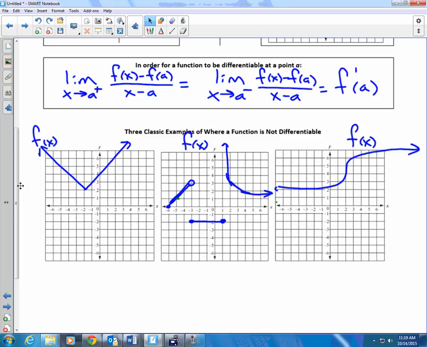If you think about a cubic function or a quadratic, something that has a nice shape to it, that's differentiable everywhere. It's what we call nice behaving. These 3 here are not nice behaving. And the last one you might wonder why, but we do have an issue there.